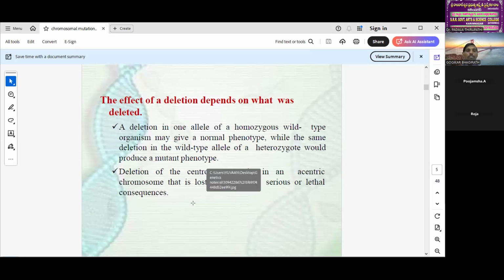Deletion of the centromere results in an acentric chromosome that is lost. Usually, without a centromere the chromosome cannot survive, and it causes detrimental or very serious lethal consequences in the organism.